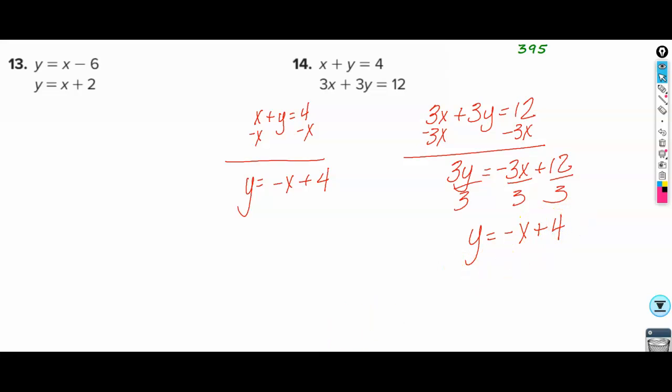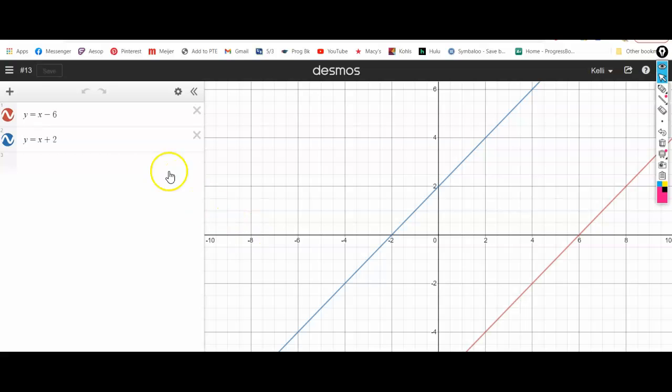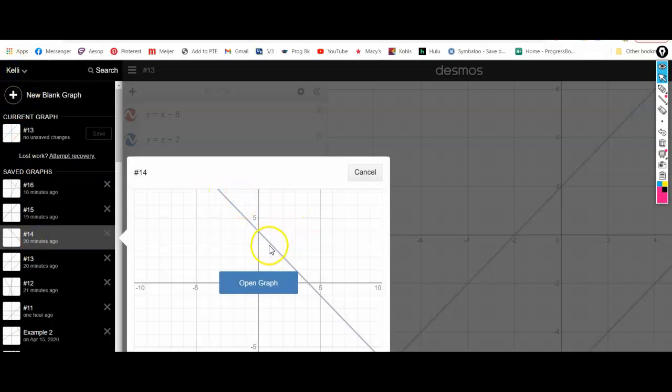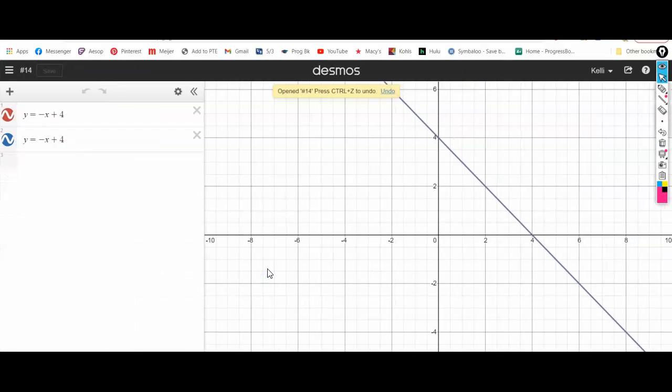And what do you notice about those two equations? Heck yeah, when we look at these two equations, I graphed it, but you know what? You only see one line. You know why? Because they're the same line. They're both here. There's a red one underneath the blue one.